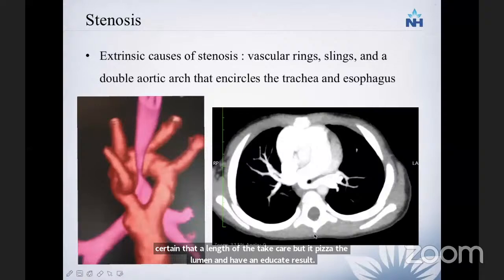Another cause of stenosis can be extrinsic causes. Mainly it is associated with children with cardiac anomalies and cardiac disease. So here we see a few children with this. Extrinsic causes of stenosis are vascular rings, slings, and a double aortic arch that encircles the trachea and the esophagus. Here you can see that the airway is compressed by the double aortic arch.